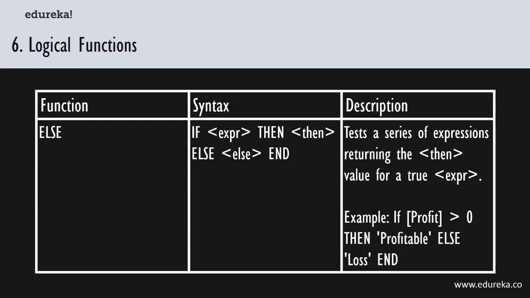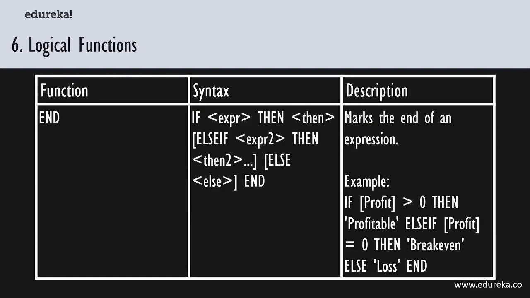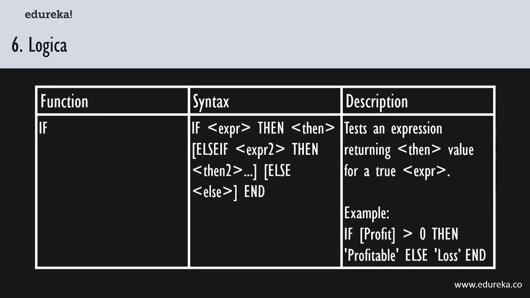It tests a series of expressions, returning the then value for the first true expression. Then you have else if. If you have a number of if statements before your default else, then you use else if. It tests a series of expressions, returning the then value for the first true expression again. Then you have end, which as the name suggests, marks the end of an expression. Then you have if, as we have already discussed. If basically tests an expression and then returns a corresponding value.